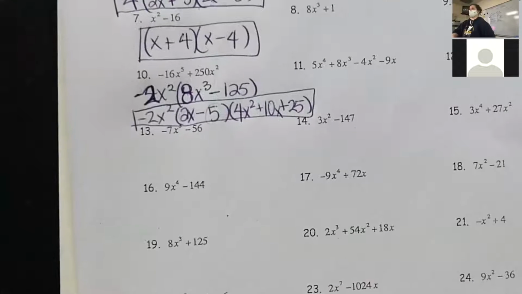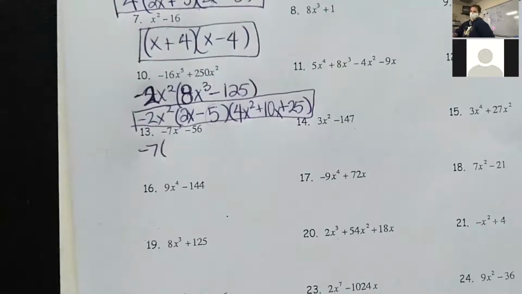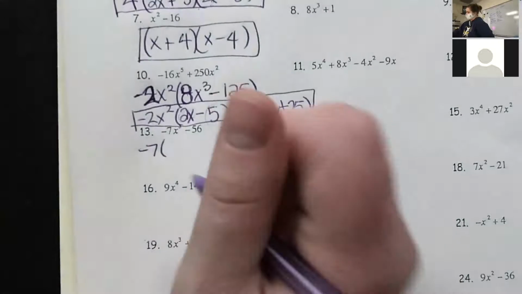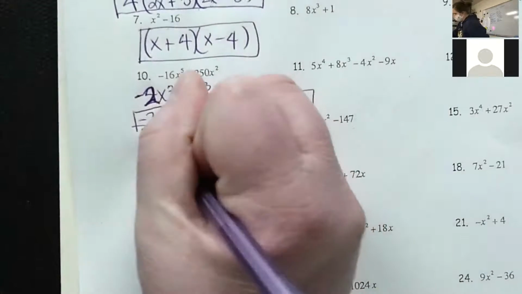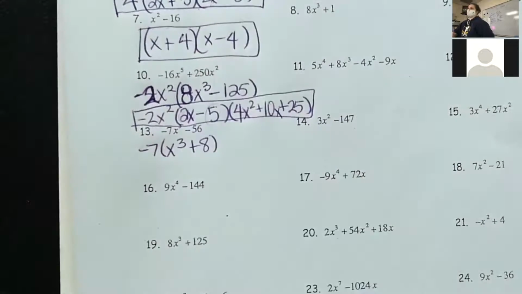Number 13, what's step 1? Take out 7. Take out what you can, which is negative 7, the greatest common factor. So I'm left with x to the third plus 8. Plus, thank you. You guys have that down, plus 8.